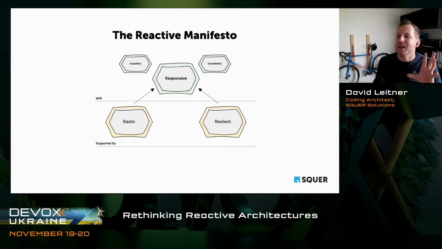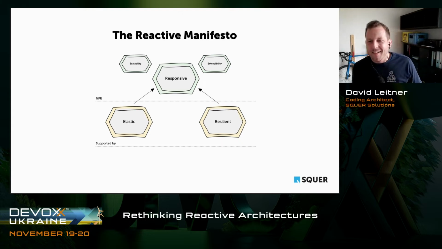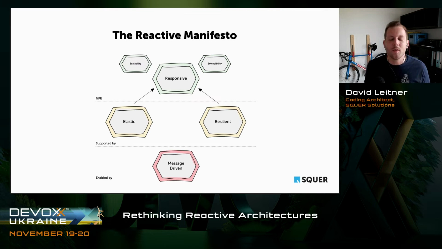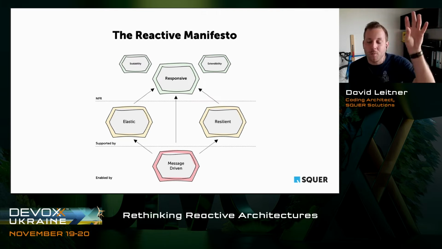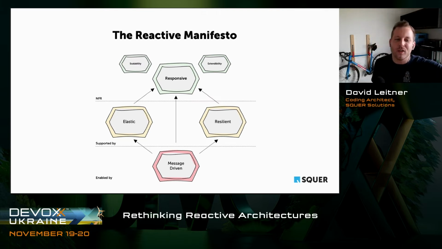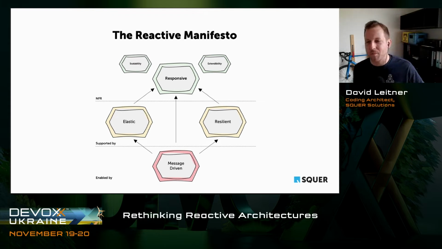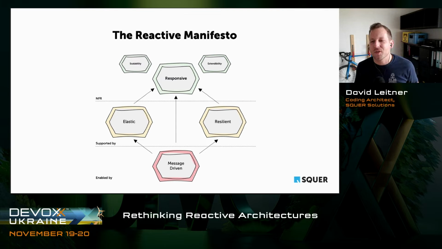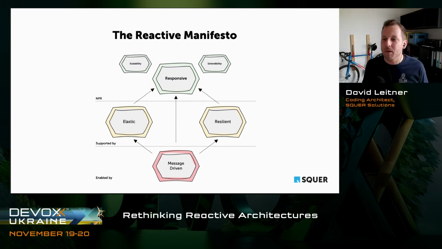And now the real interesting part comes. These two values can be enabled by a single thing you need to do. And they say the thing you need to do to be elastic and resilient is to be message driven. And if you are message driven, you support all these values written above. That's the idea. Super simple. We could say just be message driven and you get a responsive system. Of course, we all know in reality it's not that simple, but let's dive a little bit deeper into this.